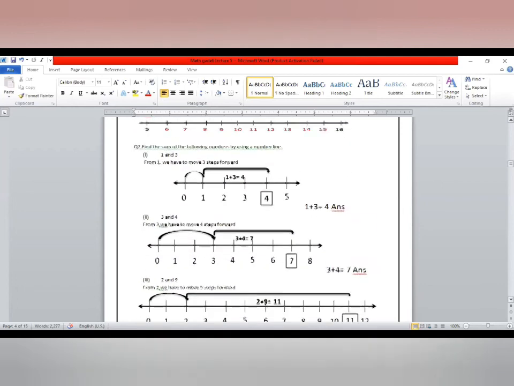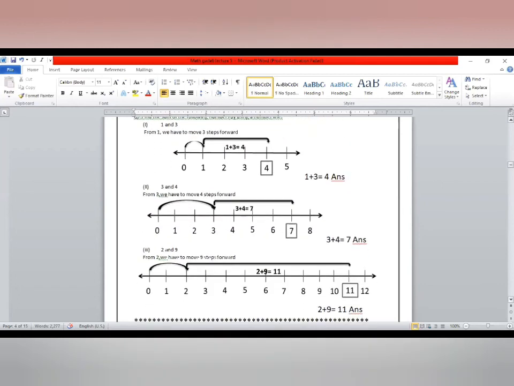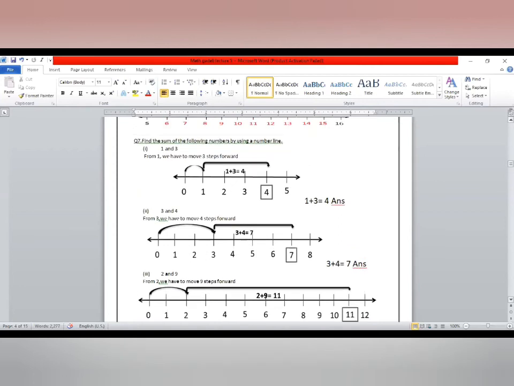Just I have written. Dear students, the question number 7, that is the last question of this exercise. Find the sum of the following numbers by using the number line. Dear students, here you know that 1 plus 3 will be 4. Just I have mentioned here. So first you will draw 1 plus 3. How do we have to move? After 1, we have to move 3 steps forward. We have to move 3 steps after 1.